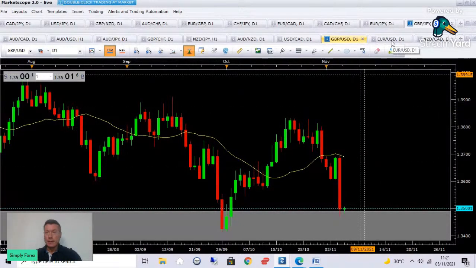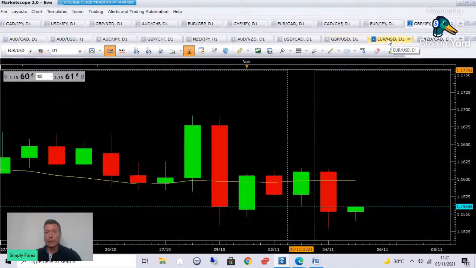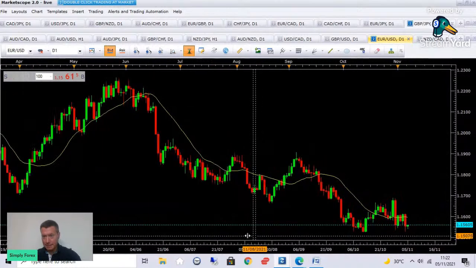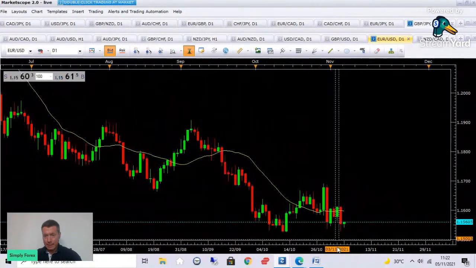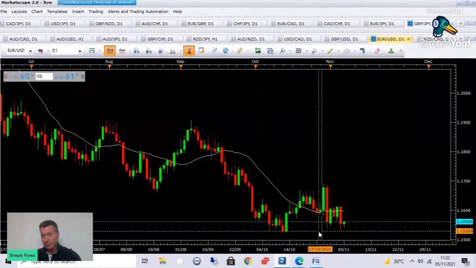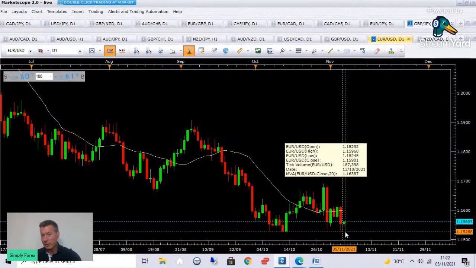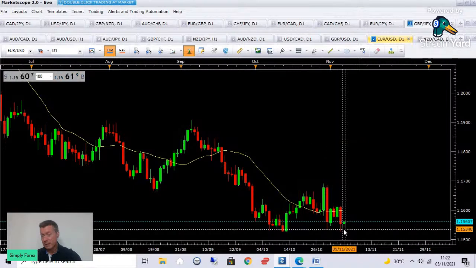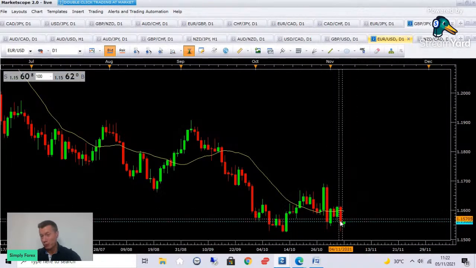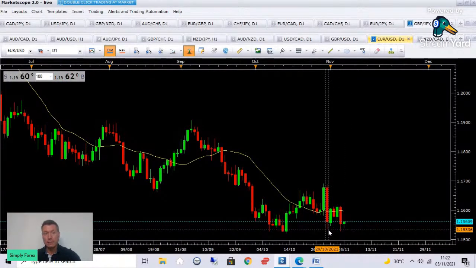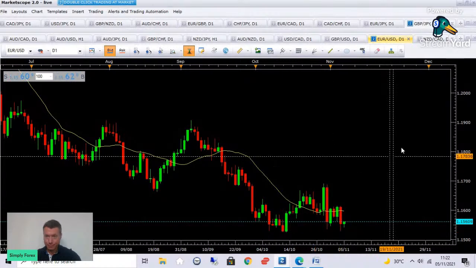All right. Next one, guys, euro against the US dollar. Price has come down and hit this last low, so I wouldn't like to short into this. And with this large red candle, I wouldn't like to long it. So again, no trade for the euro US dollar.